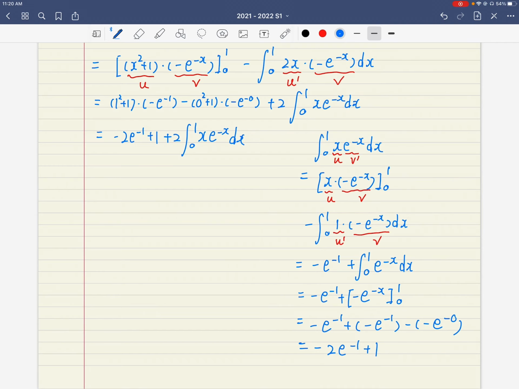Then we sub it back. So this part is just negative 2 times e to the power of negative 1 plus 1. So here it's negative 2e to the power of negative 1 plus 1 plus 2 times this result here, which is just negative 6 e to the power of negative 1 plus 3.